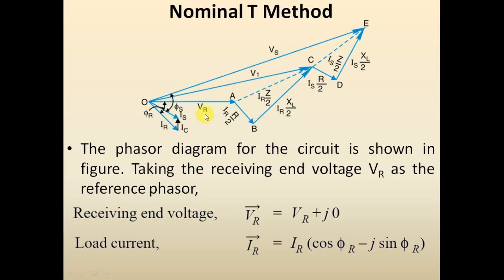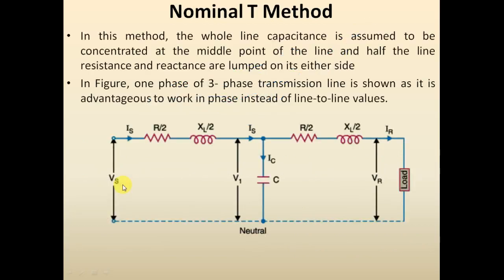When I say VR plus IR into Z by 2, it's not actually the arithmetic sum, it's actually the vector sum of VR and IR into Z by 2. That will be giving you the value of vector V1. To find the value of Vs, we have to apply Kirchhoff's voltage law in this particular loop. So while applying Kirchhoff's voltage law in this particular loop, we will be able to obtain Vs as the sum of V1 and vector Is into R by 2 and vector Is into XL by 2.